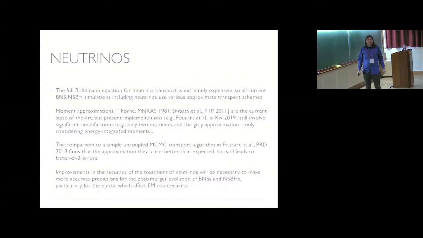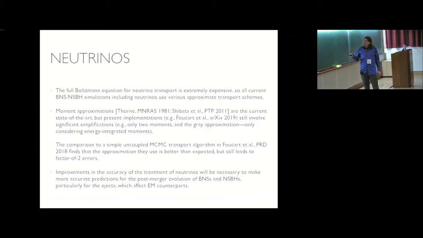For neutrinos, you would like to solve the Boltzmann equation for neutrino transport. But this is very, very expensive, so people use various approximations to it. These moment approximations from Thorne and Shibata et al. SXS collaboration has worked on this, and also testing this against a full transfer equation. Find that it's maybe better than you might hope it would be, but it's still toward the poles, but off by a factor of 2.